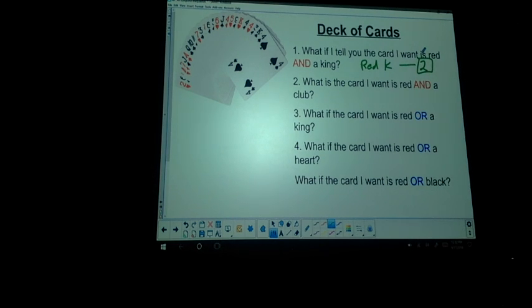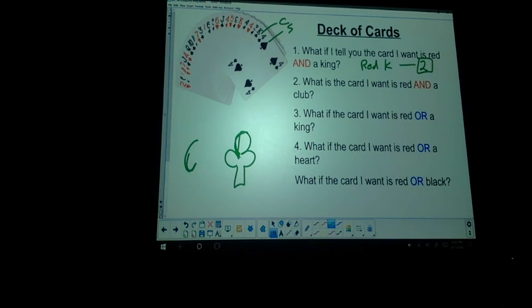What is the card I want? The card I want is red and a club. What color are the clubs? Red. Yeah, so this is a spade. This is a club. So the club kind of looks like this. Looks like a clover kind of. Boy, I stink at drawing. That's more rounded. And then the spade looks like this. I can't draw. Boy, who am I faking?